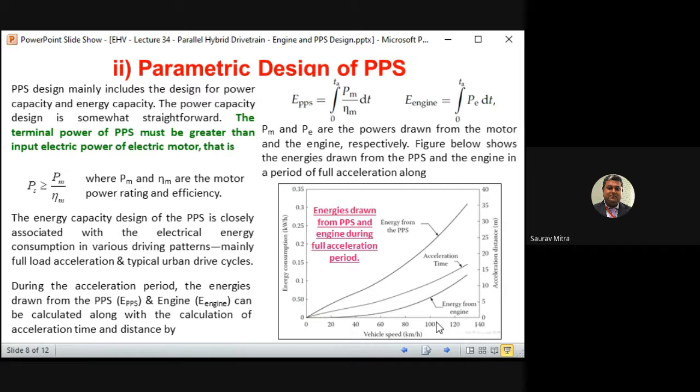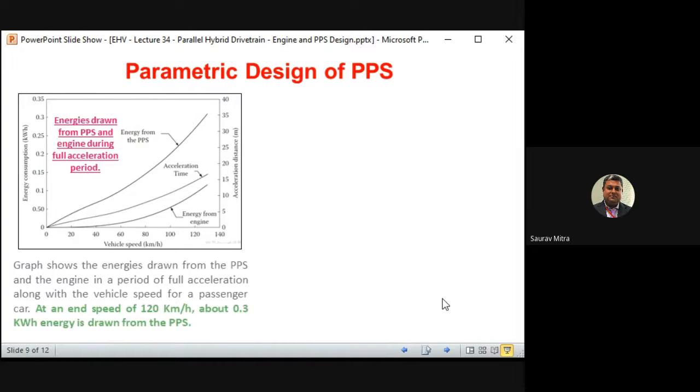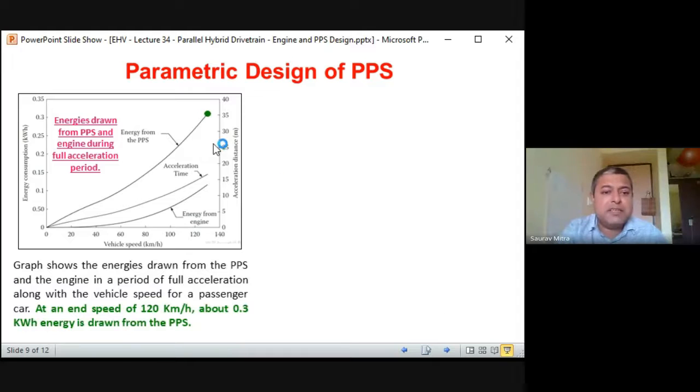And how much is the maximum acceleration power that you can find in this graph? The maximum taken from the PPS source is 0.3 kilowatt hour. You can find here 0.3, and this point is also almost at 0.3. The graphs show the energy drawn from the PPS and the engine in a period of full acceleration, along with the vehicle speed for a passenger car.